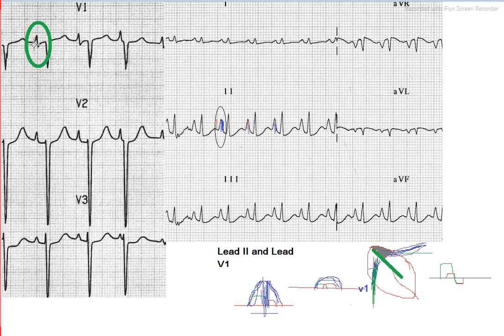Here this magnitude will be greater than this magnitude. If you draw here, this is 1 square box, and it is occupying greater than 1 square box. So from V1 also you can look at the positive deflection, and when it is greater than the smaller deflection, then again it points towards right atrial enlargement. So this is the example of right atrial enlargement.